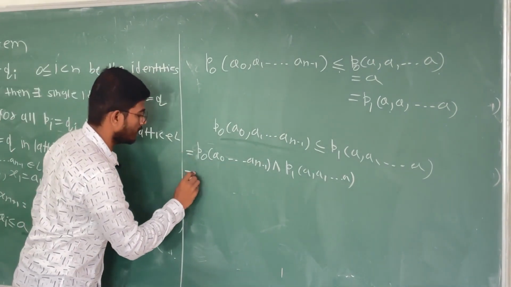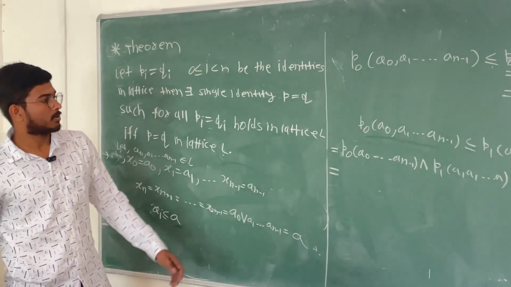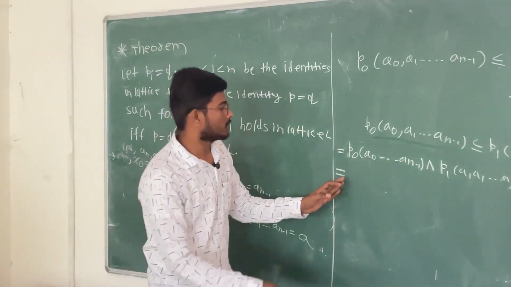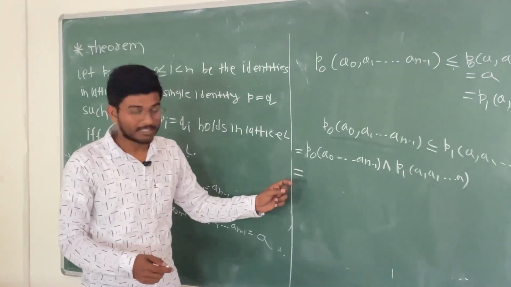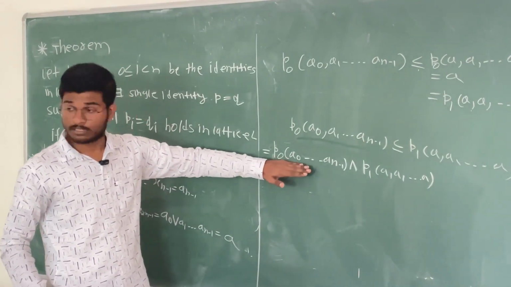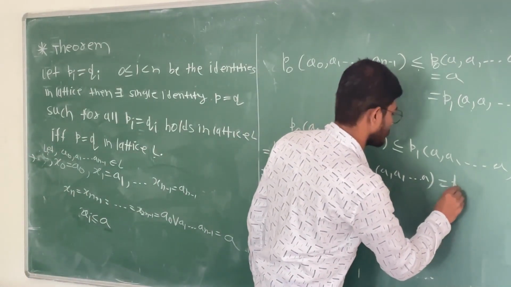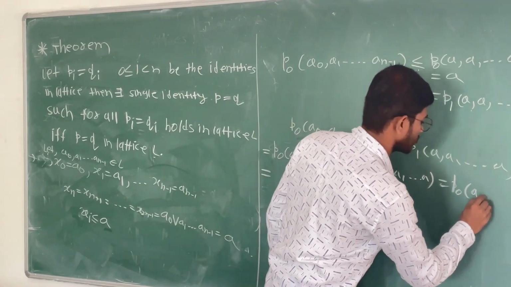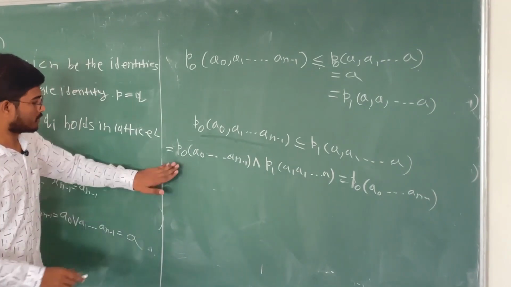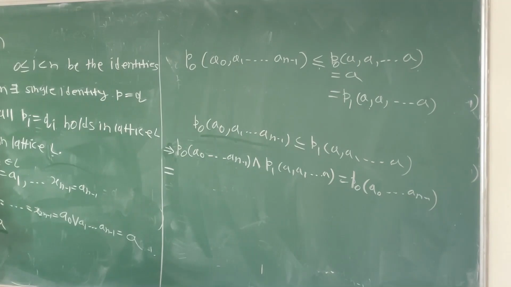So we have taken now. That is the same as what? This is equal to, because it is less than or equal to, so P naught of that is equal to the meet of these two. The meet of these two is what? The meet of these two is that itself, right? Yes. Okay. This is equal to P naught of A naught up to An minus 1. That left side equality you remove. Remove that. Right, yes, implies. Okay, or this.